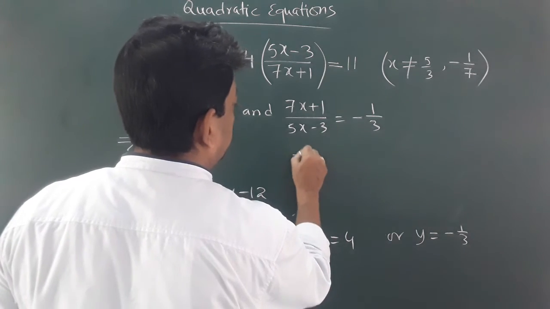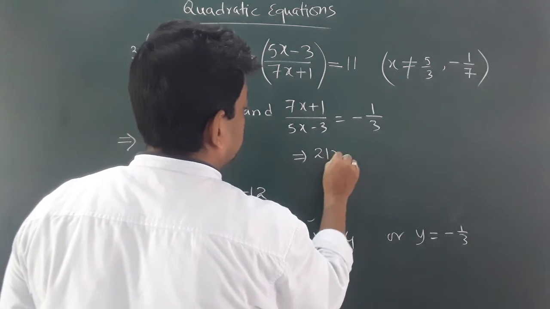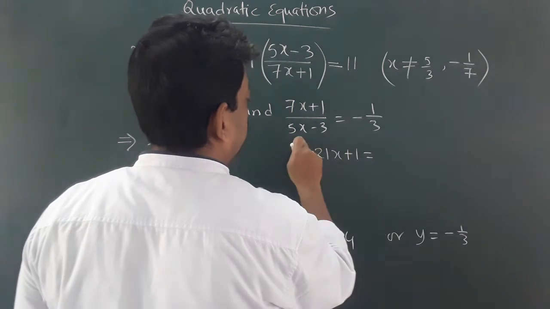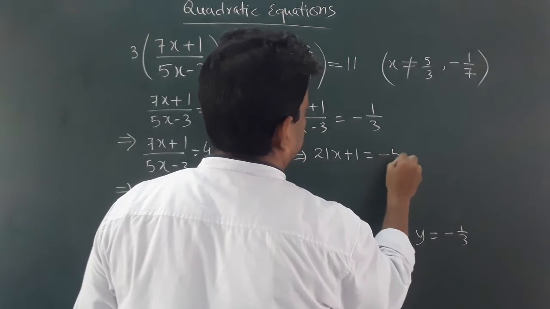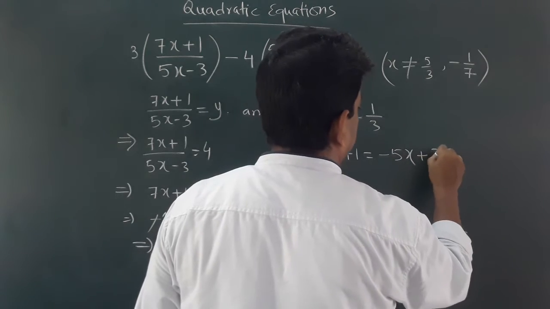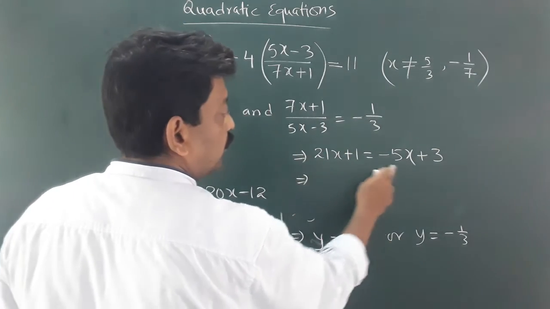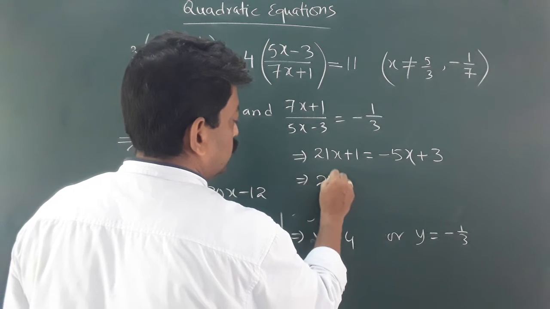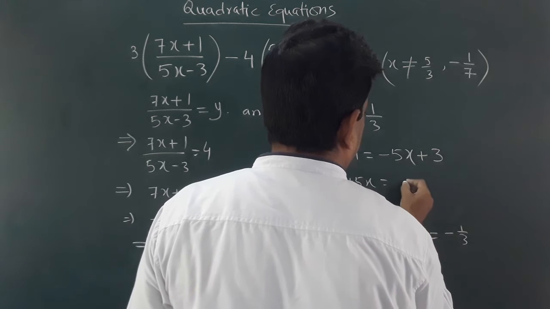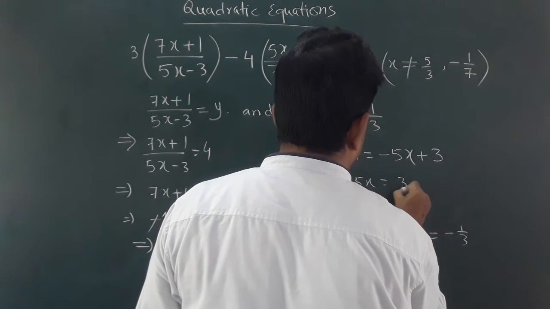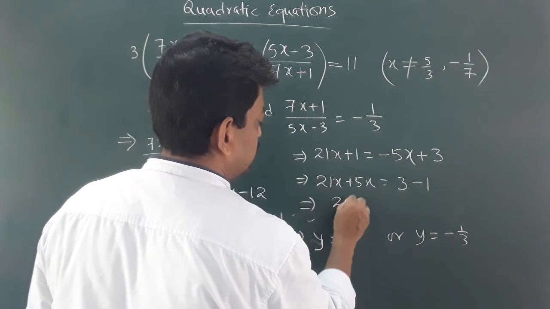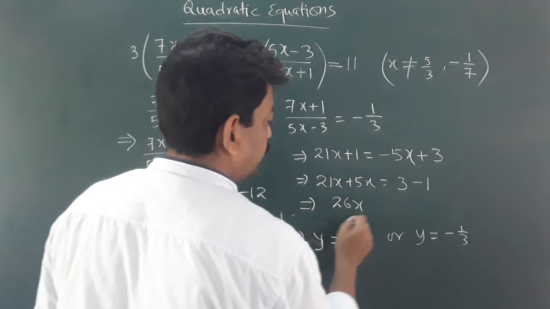And here also by cross multiplication, 21x plus 1 equals to, minus sign is there, 1 multiplied with 5x is 5x, but minus sign is there, minus 5x. Minus 3 multiplied with minus 1 is plus 3. 5x will come to the left hand side, so 21x plus 5x equals to, 1 will go to the right hand side, it will be 3 minus 1. So it will be 26x equals to 2.